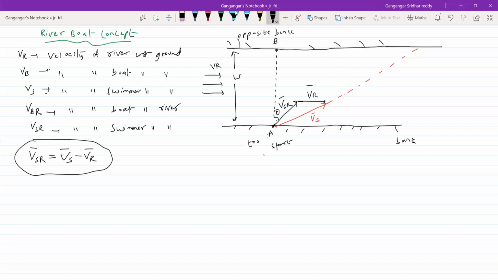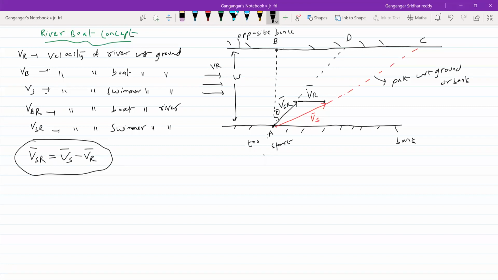Now, you ask the person, you are the swimmer, where are you heading? You say that when you're swimming in the river current, you'll reach point D. But what does the ground observer say? No, you'll reach C. So what is VS? Velocity of swimmer with respect to ground. What is this red color path? Path with respect to bank or ground.